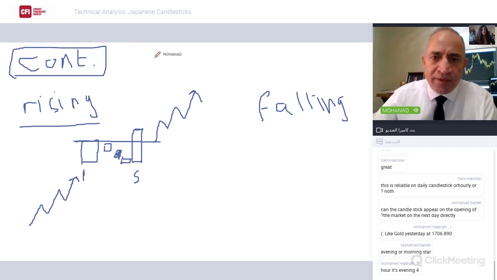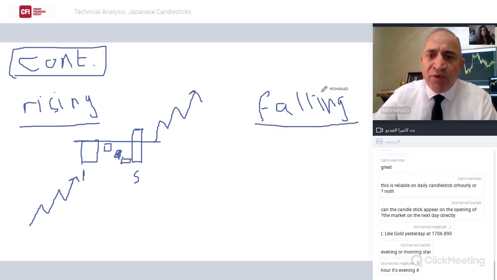Okay, continuation. So when we have one bullish candle in an uptrend followed by 2 or 3 small bodies, and then one big candle covering the first one, we can indicate that the trend will continue with upward momentum. Yes, surely, perfect.